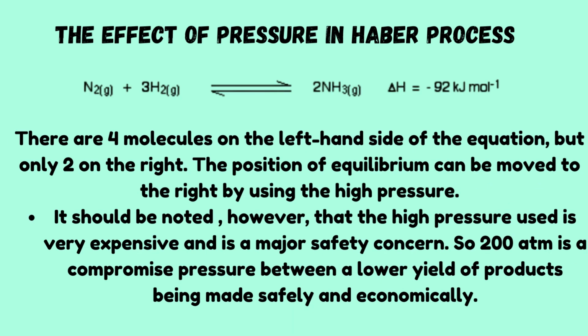What would be the effect of pressure in Haber's process? There are 4 molecules on the left-hand side of the equation, but only 2 on the right. The position of equilibrium can be moved to the right by using high pressure. It should be noted, however, that the high pressure used is very expensive and is a major safety concern. So 200 atmospheres is a compromise pressure between a lower yield of products and being made safely and economically.